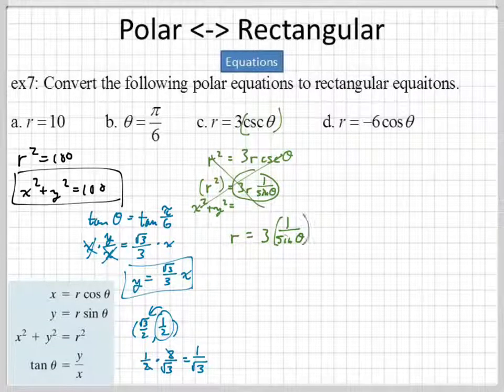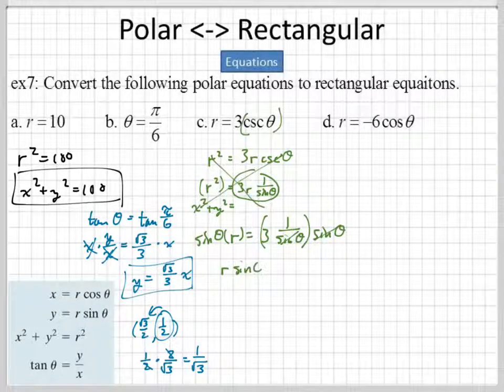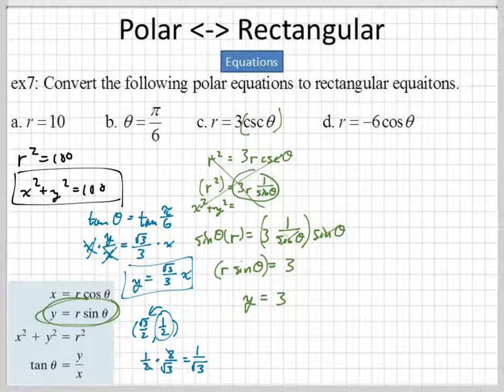Can you get rid of this fraction here by multiplying both sides by sine theta? And that would go away, right? Then I multiply this side by sine theta. r sine theta equals 3. And what is r sine theta? So we just sub this out right here. Kind of cool, huh?